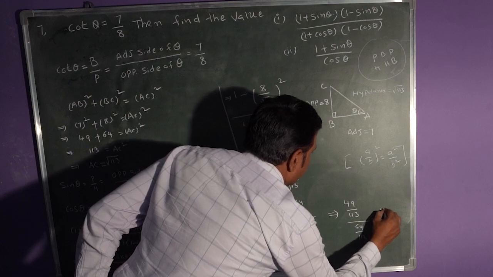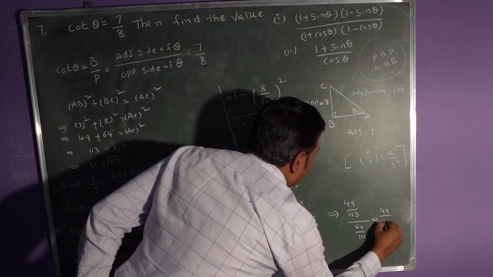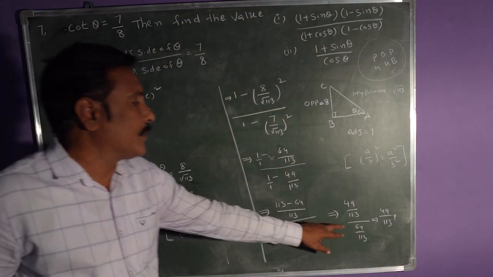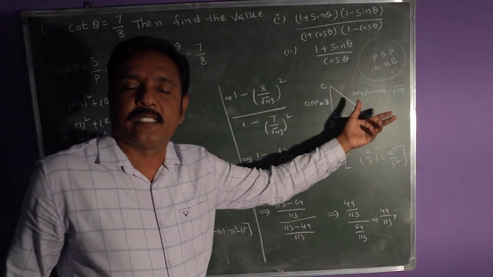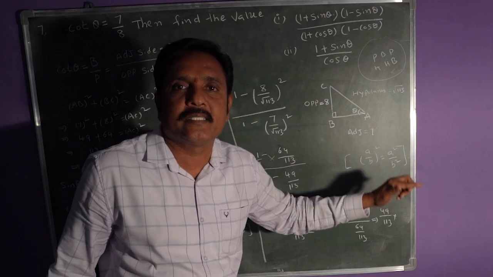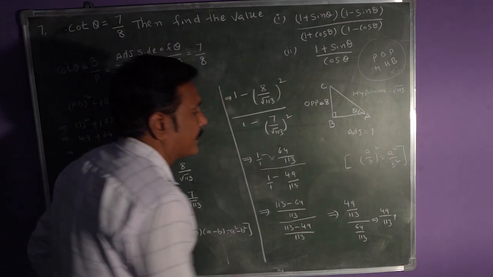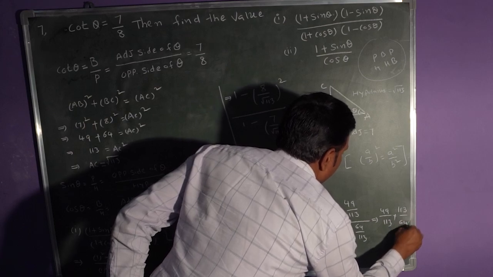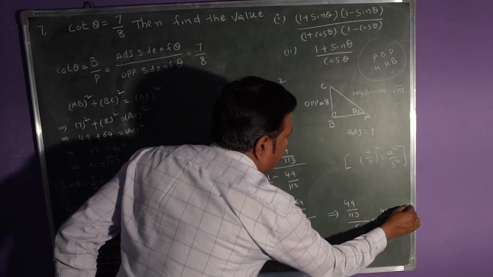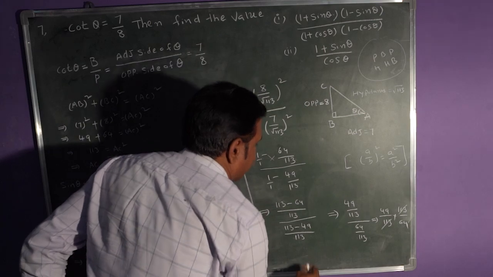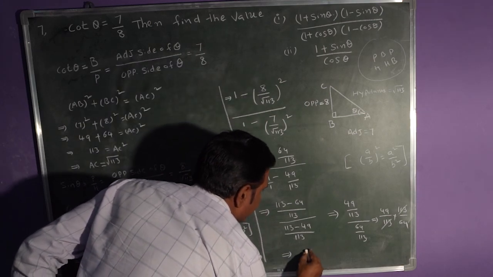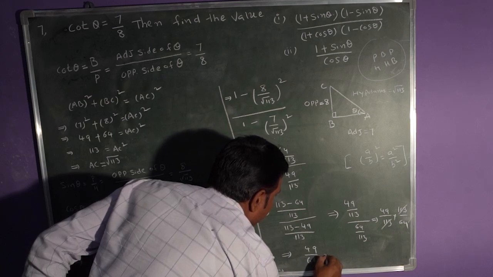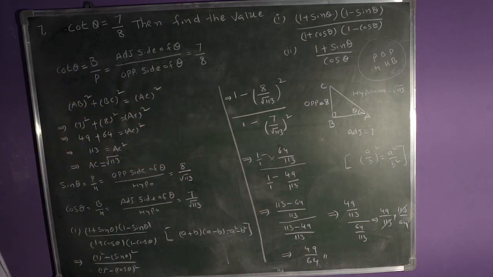This implies 49 by 113. This denominator goes to the numerator place. Change the numerator to denominator, and the denominator to numerator. Then 113 by 64, 113 by 64. 113 cancels. This implies 49 by 64 is the answer.